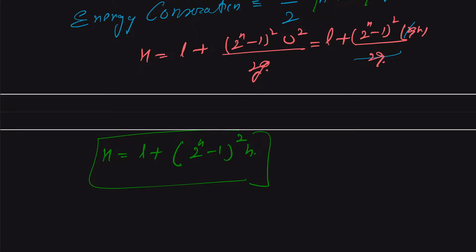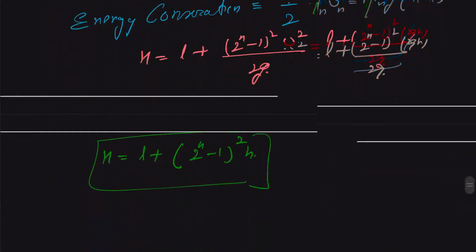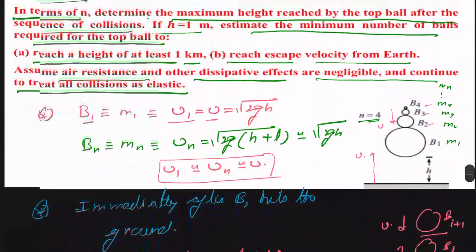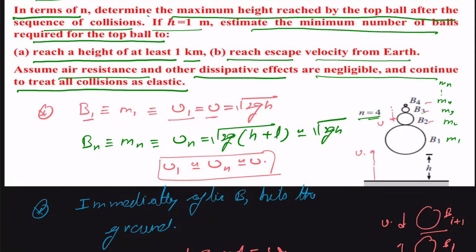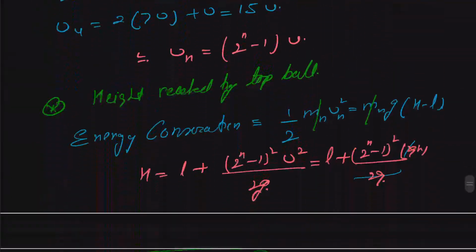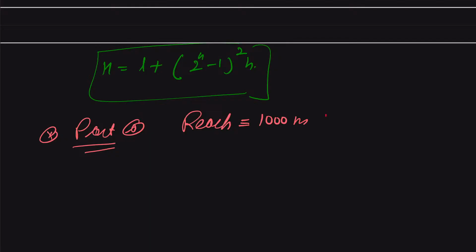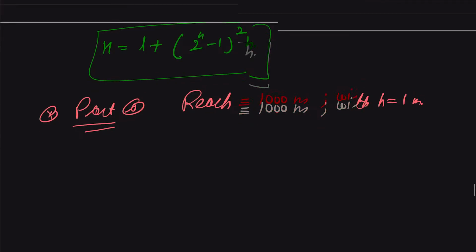So we are left with two parts. So part A states that the height it reaches should be at least 1 kilometer. 1 kilometer means our 1000 meters. Okay, so we can easily substitute it. And part A says that it should reach 1000 meters with h as 1 meter.